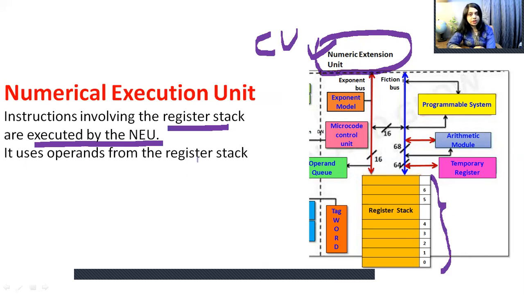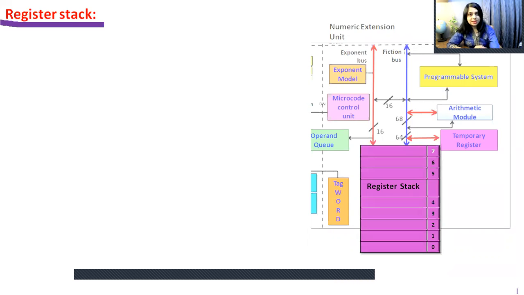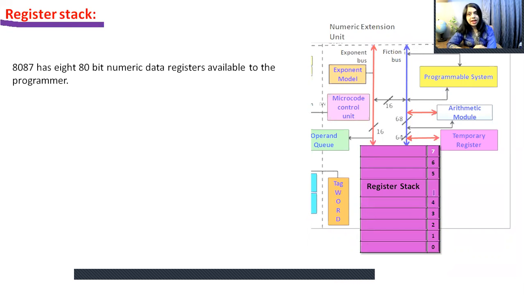It uses operands from the register stack, because these kinds of instructions use whatever data or operands are stored in the register stack. Now, what is the register stack? So this is the register stack. 8087 has 8 80-bit numeric data registers. The register stack is nothing but a stack of registers, meaning registers kept one above another are known as a stack of registers.